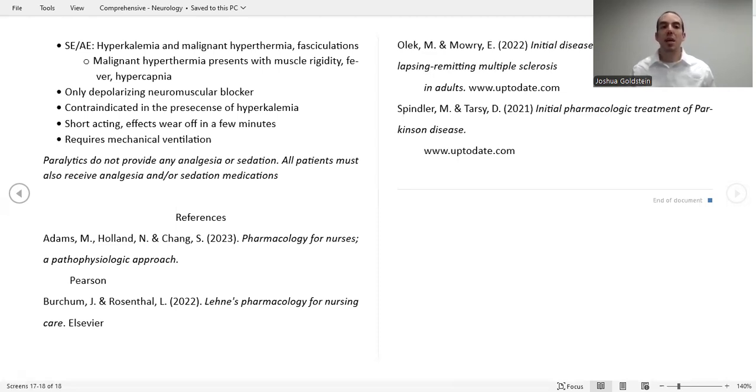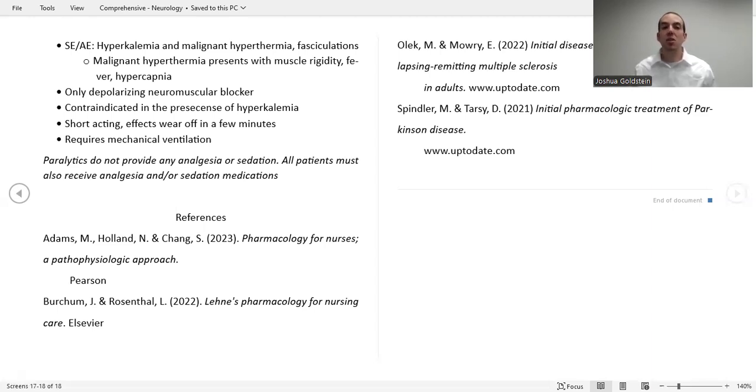If you happen to know that a patient has hyperkalemia, then this will be contraindicated. Again, very often when we're giving this, we wouldn't have that information. And again, like I said previously, this absolutely requires the patient to be on mechanical ventilation because for the duration of the drug, the patient is paralyzed and unable to breathe.